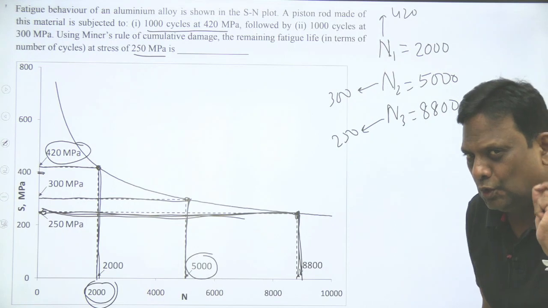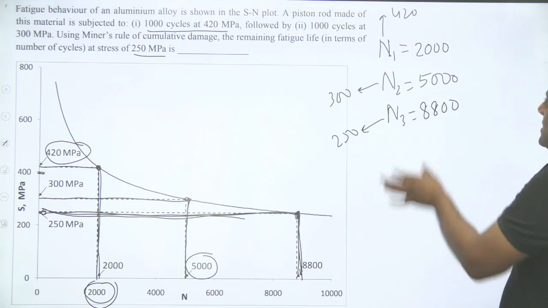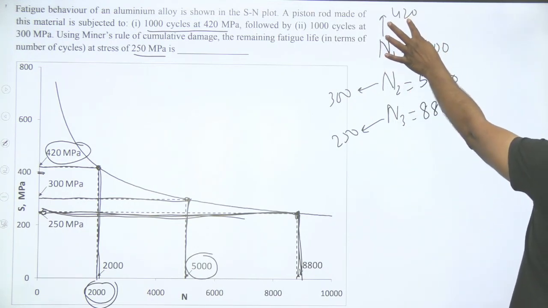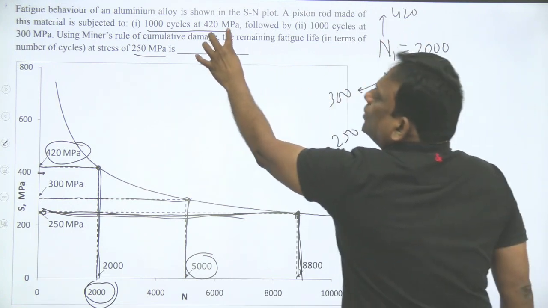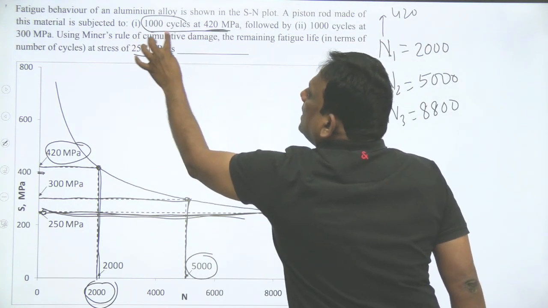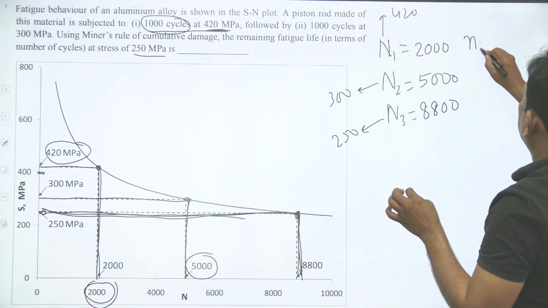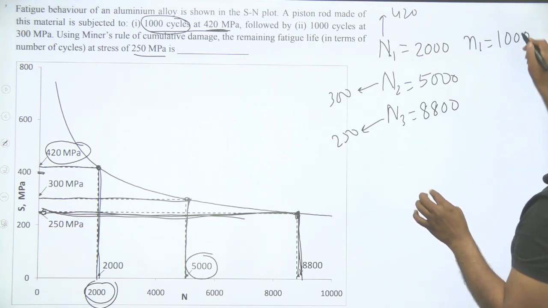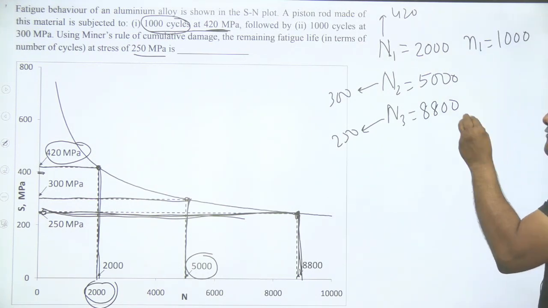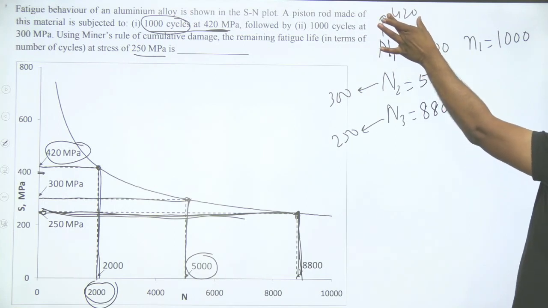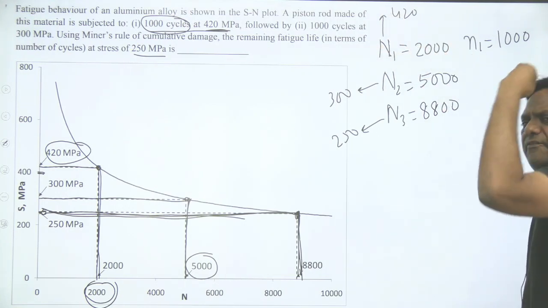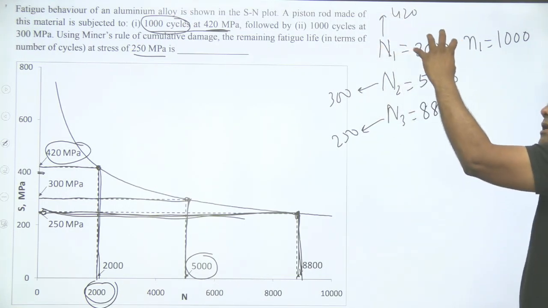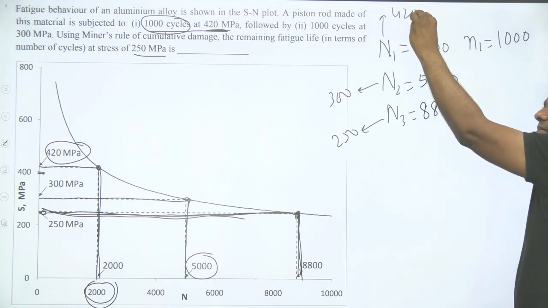But please note that, is it running for 2000 cycles under 420 load? Under 420 load, it is running only for 1000 cycles. What does it mean? If it runs at a stress of 420 for 2000 cycles, there is no life, it will fail. But it is not running for 2000 cycles at a stress of 420.